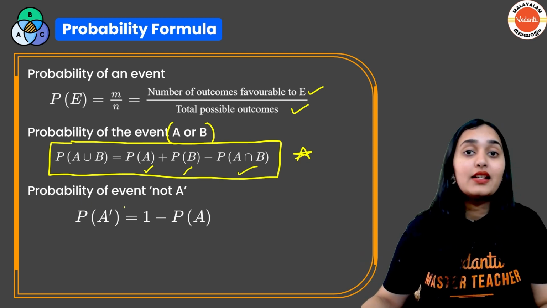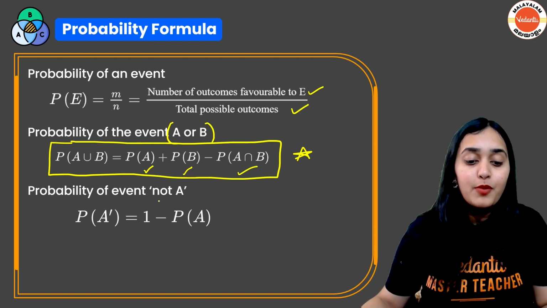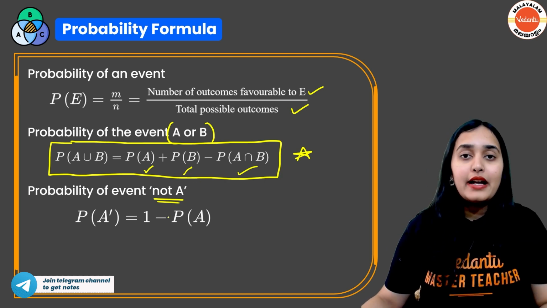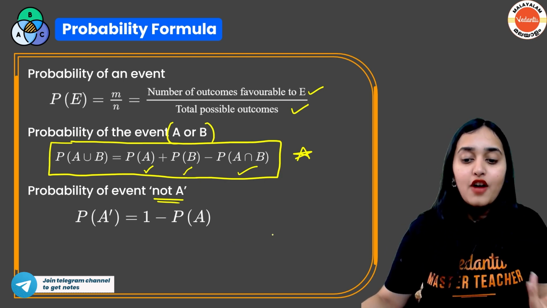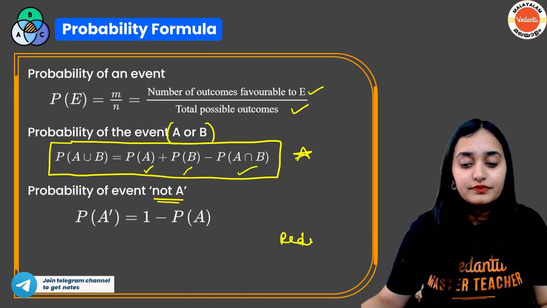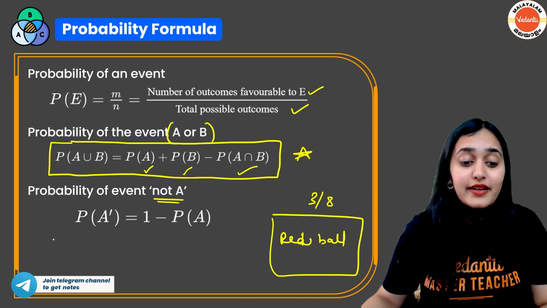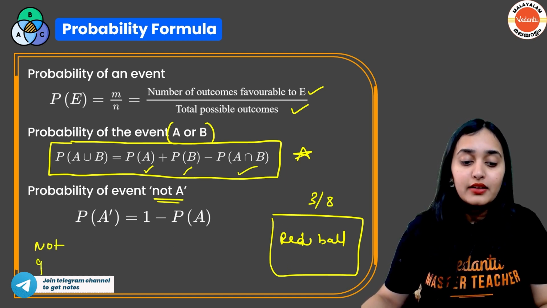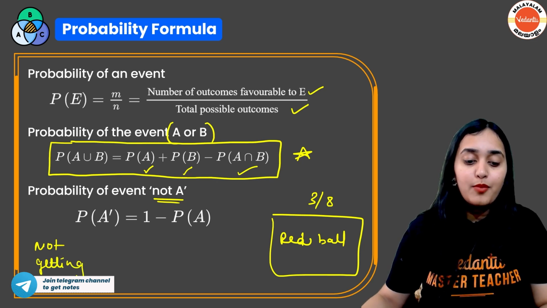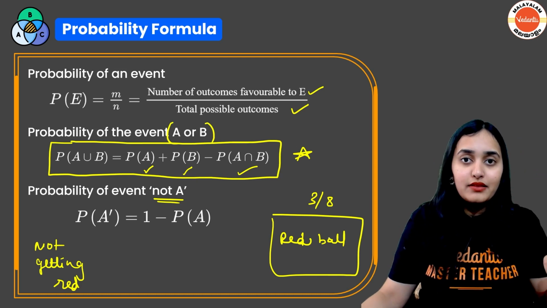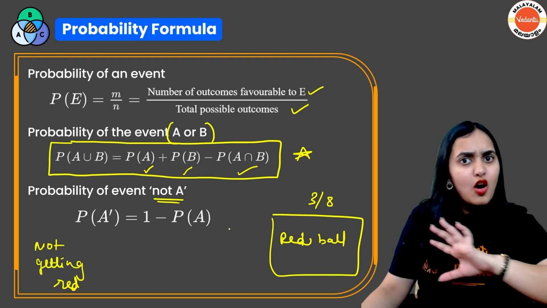Okay. Next, again an important formula. What is the probability of not A? For example, if I tell you that the chance of getting a red ball out of a bag is 3 out of 8. What is the chance of not getting a red ball? So I know the probability of getting a red ball is 3 by 8. But I want to know the probability of not getting a red ball.